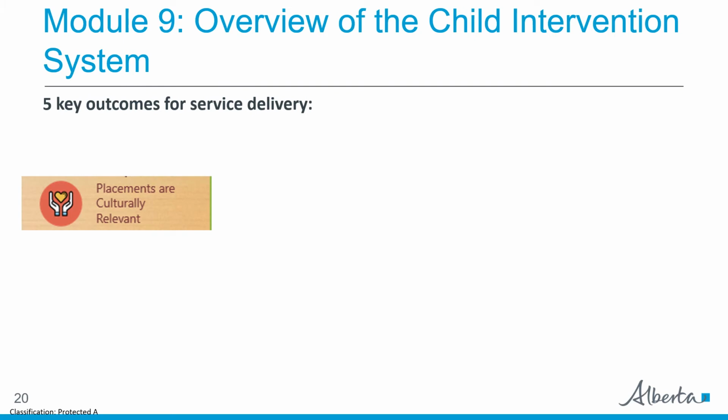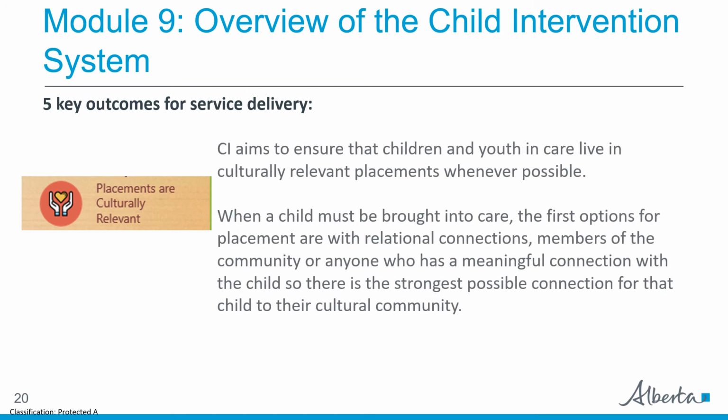Module 9, Overview of the Child Intervention System. 5 key outcomes for service delivery. Child intervention aims to ensure that children and youth in care live in culturally relevant placements whenever possible. When a child must be brought into care, the first options for placement are with relational connections, members of the community, or anyone who has a meaningful connection with the child, so there is the strongest possible connection for that child to their cultural community.